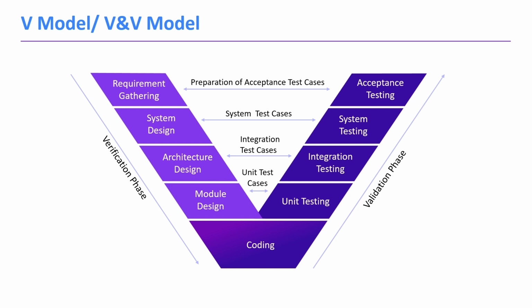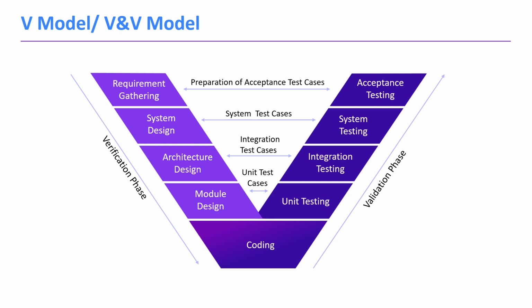In the system design, we have the SRS document. On that document as well, we conduct the testing. Next is architecture design. Architecture design is a high level design document. On that document as well, we conduct the testing. Next we have module design. In the module design as well, we conduct the testing.